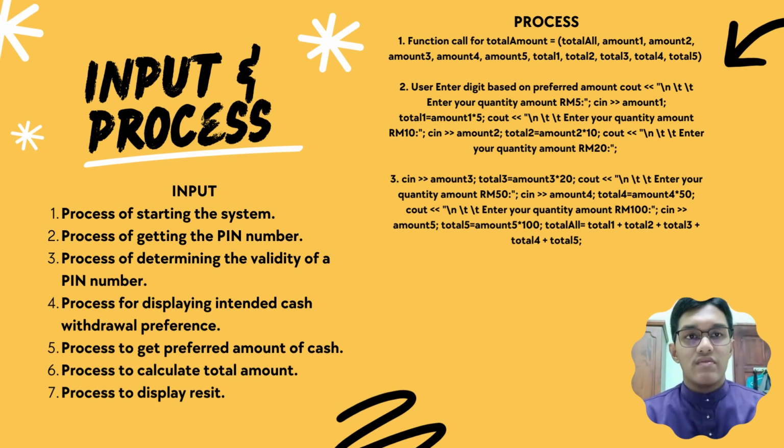Moving on to the analysis of input, process, and output. In this program, we get the input from the client. For starters, the process of starting the system. Second, the process of getting the PIN number from the client. And third, the process of determining the validity of a PIN number. And next, the process for displaying the intended cash withdrawal preference. Then, the process to get the preferred amount of cash, the process to calculate the total amount, and lastly, the process to display the receipt.